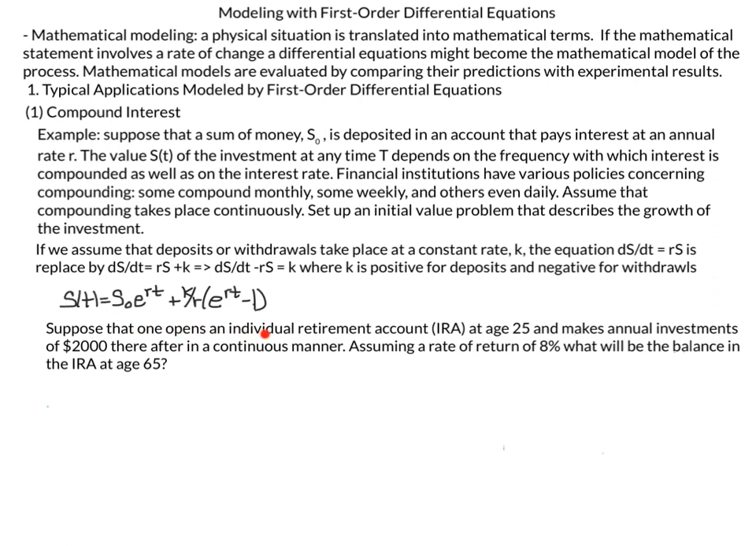Suppose that one opens an individual retirement account at age 25. Notice this is a very young age, but there's a reason for this. It's a very reasonable age to assume you start making money. And makes an annual investment of $2,000 thereafter in a continuous manner. Assuming a rate of return of 8%, what will be the balance in the IRA at age 65?